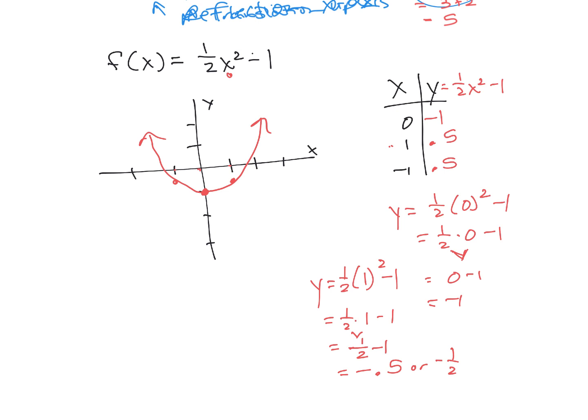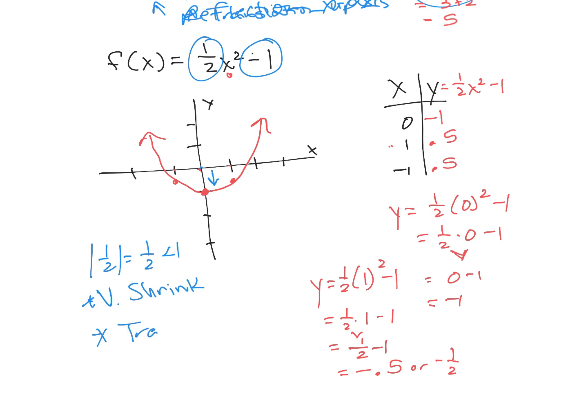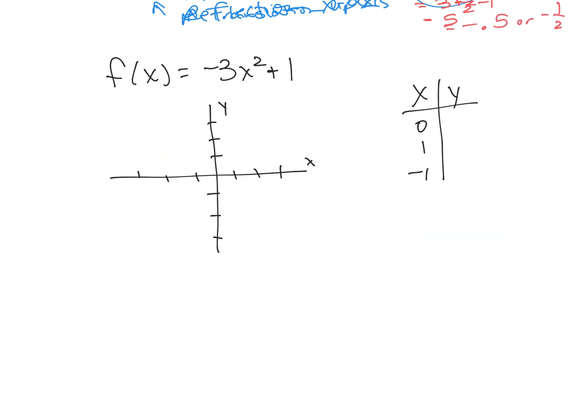Okay, so now let's look at our a value. The absolute value of 1/2 is 1/2. It is less than 1. So less than 1 is a vertical shrink. So you need to state that. Then we have this negative 1. What happened? Well, it moved down. We're talking about that parent function. Remember, how did it compare to that? So this is a translation down 1.